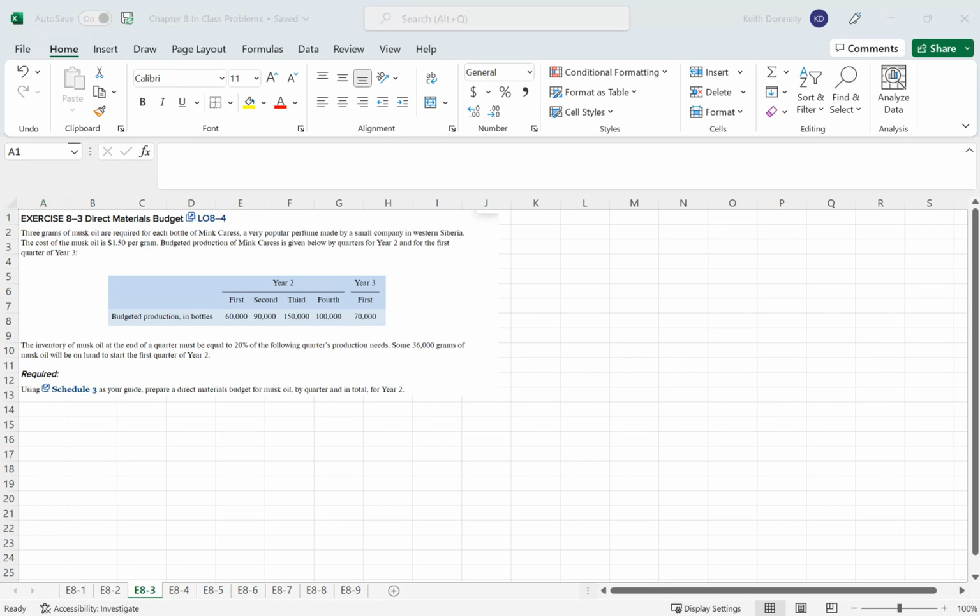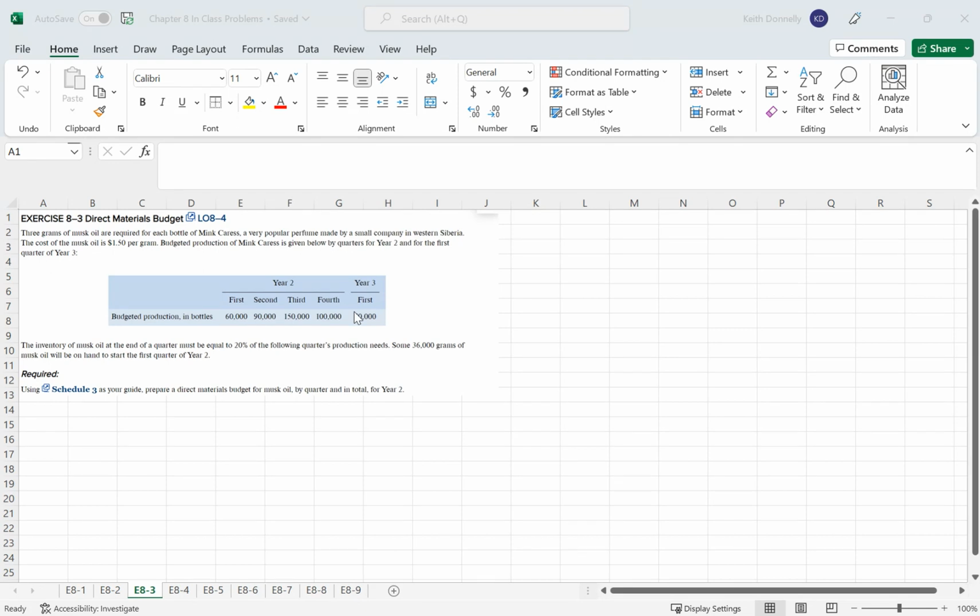All right, let's look here at exercise 8.3. It says 3 grams of musk oil are required for each bottle of mink Karis, a very popular perfume made by a small company in western Siberia. It says the cost of musk oil is $1.50 per gram. Budgeted production of mink cases is below for the quarters for year 2 and for the first quarter of year 3. So they're basically saying, here's some facts about a product we make. Here's some budgeted production, what we're going to have to produce, what we expect.